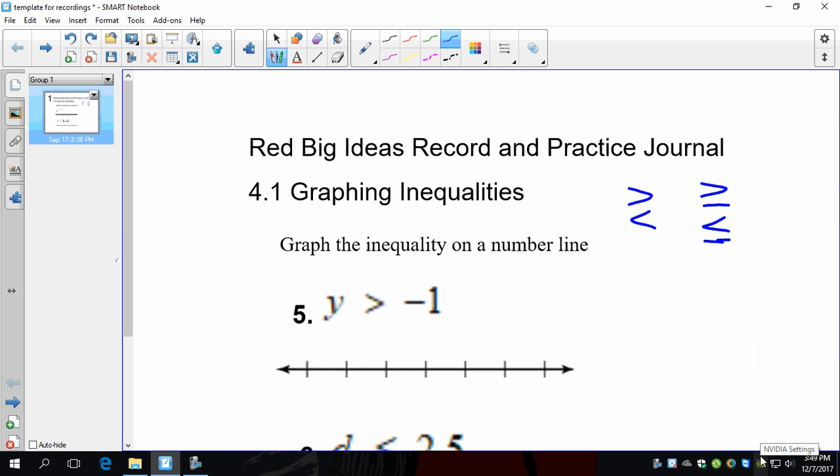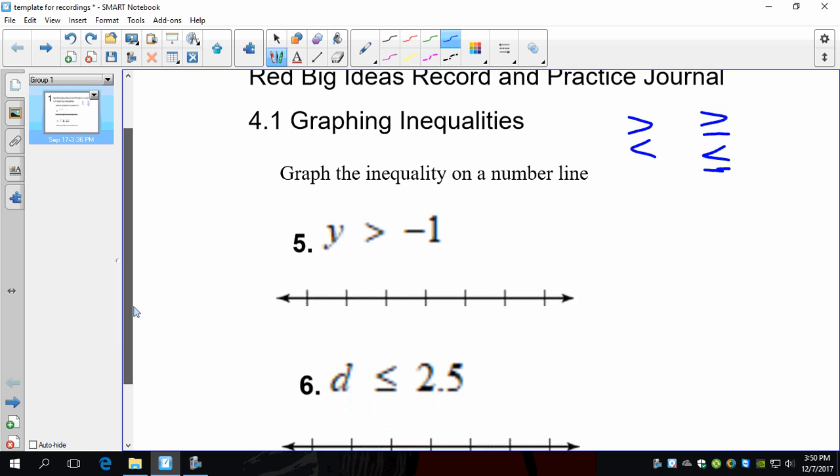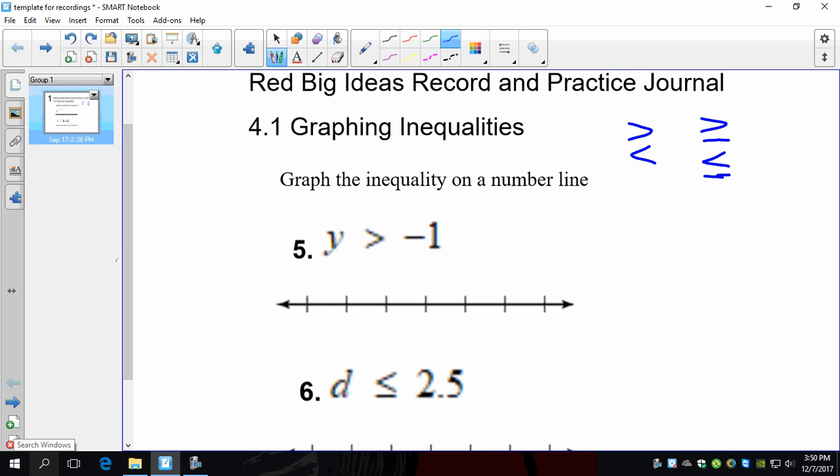We are working in the Red Big Ideas Record and Practice Journal today. Today we're working on 4.1, Graphing Inequalities. And just to recap, an inequality is a mathematical sentence that compares expressions. And with these expressions today, we are talking about something like y is greater than -1 or d is less than or equal to 2.5.